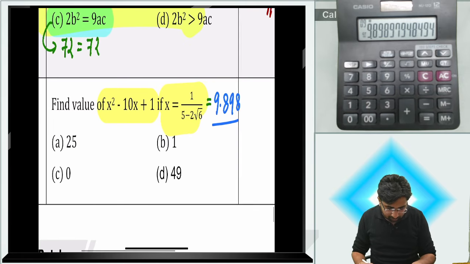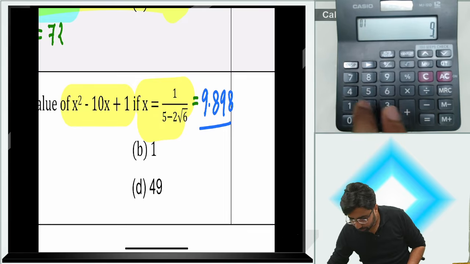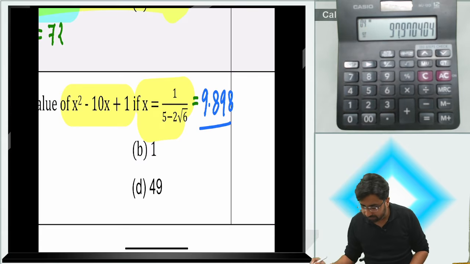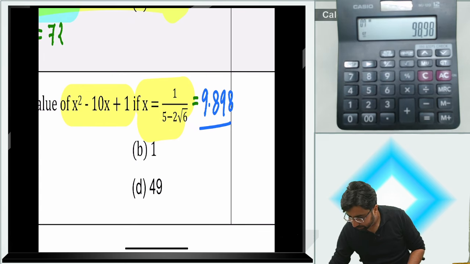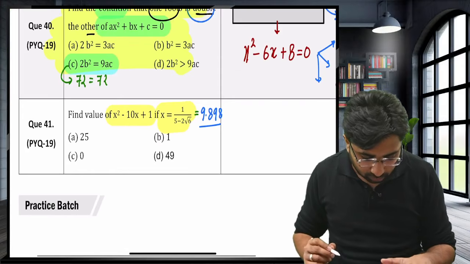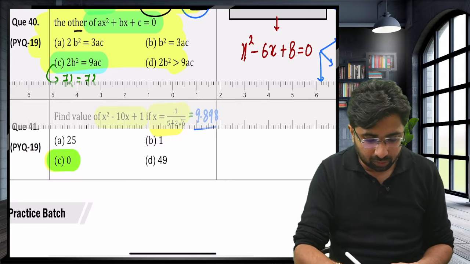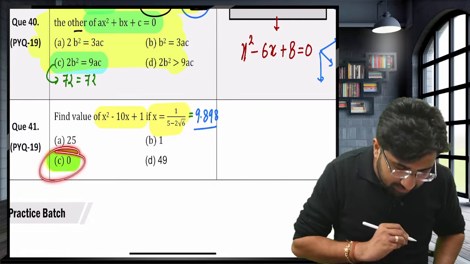Now let's get the value of this. You have the value of x. Let's clear the memory. 9.898 squared into 112 M plus 10 multiplied by 9.898, M minus 1 M plus MRC. You are getting 0.00. That means the correct answer is 0. Everybody, the answer is 0. Guys, don't even say 1, because it is not 0.9 something or 0.8 something, it is 0.00. Yes, the answer will be 0.